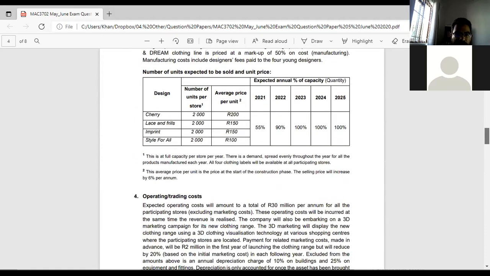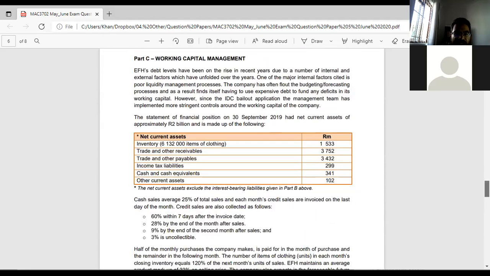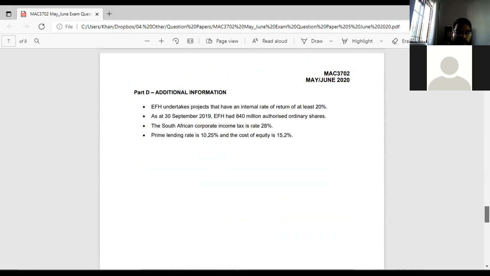We're not going to look at part B, because part B is a repayment of debt. We don't need that. Part C, working capital. And we look at the additional information. They say EFH undertakes projects that have an internal rate of return of at least 20%.